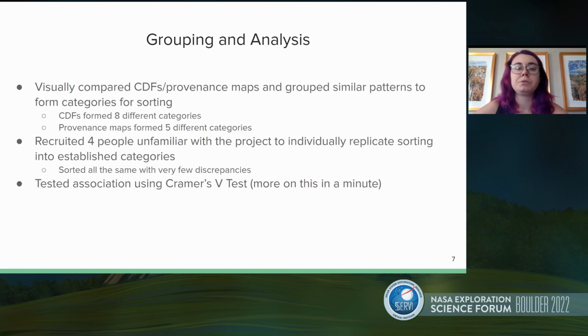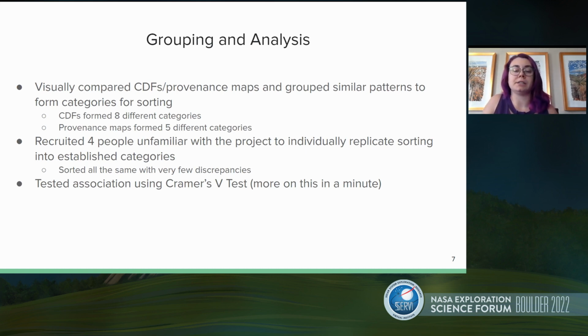So we ended up doing a grouping and analysis where we visually compared the CDFs and the provenance maps separately, and we were able to group them into different patterns. We did recruit 4 other people, a couple who were familiar with the project and a couple who were unfamiliar with the project, to help sort out these different categories and confirm that I wasn't going crazy when I was looking at all of these.